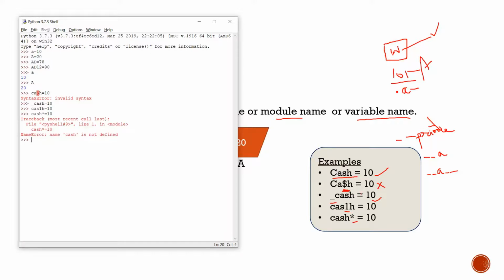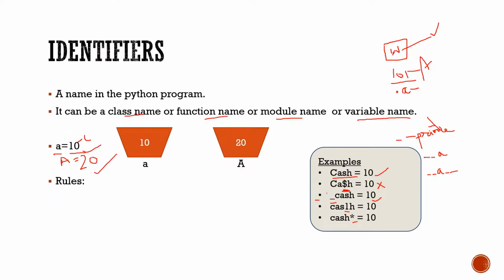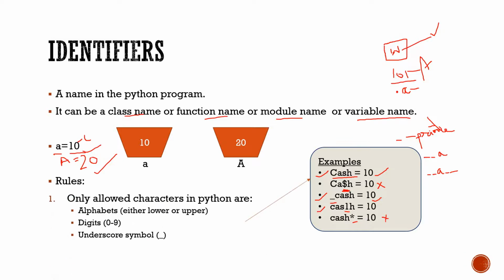So you can see here, if we are using underscore, it is valid. If we are using a number, it is valid. If we are using only characters, it is valid. But if we are using any other special symbol, it is not valid. So the first rule of identifiers is only alphabets are allowed, either lower or uppercase, digits from 0 to 9, and the underscore symbol.